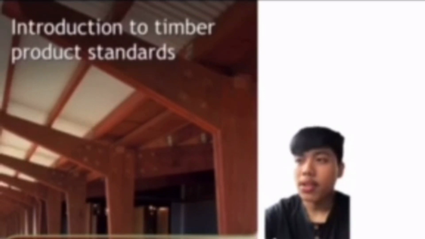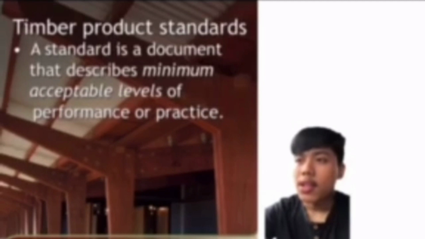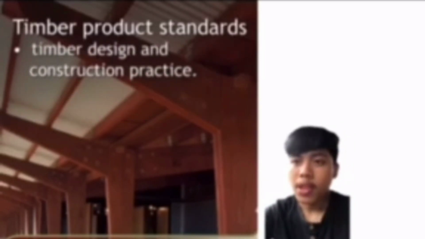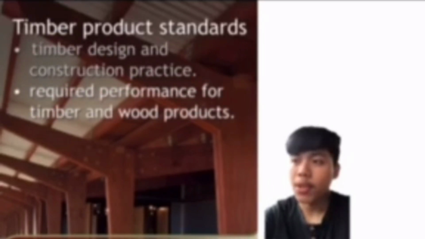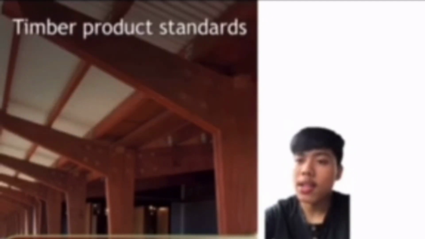Welcome to this work solution presentation introducing timber product standards. A standard is a document that describes minimum acceptable levels of performance or practice. Australian standards cover timber design and construction practice, the required performance of timber and wood products, and means of assessing the performance or characteristic of those products. This presentation is looking specifically at standards that define the required performance of timber and wood products.